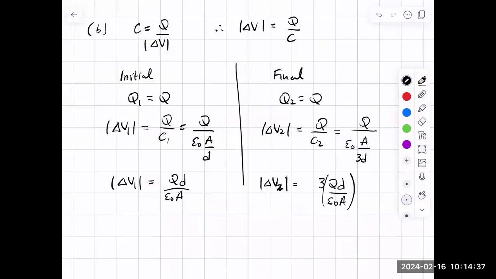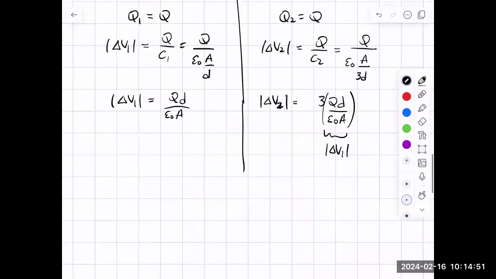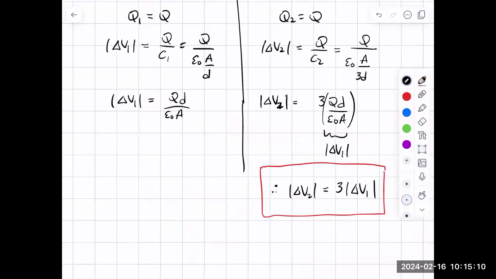but this QD divided by epsilon naught A, that's just delta V1. Okay, and so that means, therefore, the difference in voltage across our capacitors after we pull the plates apart with the battery disconnected is 3 times delta V1. So that's one way to think of it.